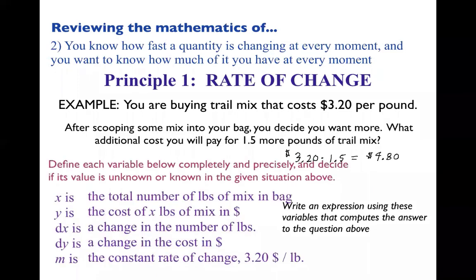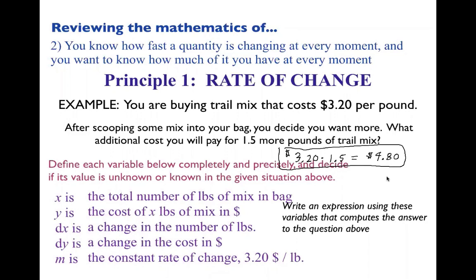Now I want you to write an expression using these variables. You may not use all of them, but you want to use these variables to represent this calculation that we did earlier. We said 320 times 1.5. So 320 was our rate of change times the total additional pounds gave us an additional cost, an increase in cost, of 480. So what expression using these variables would represent that calculation?